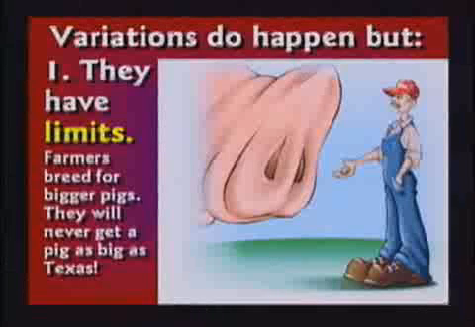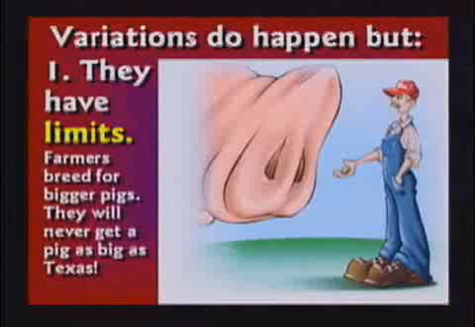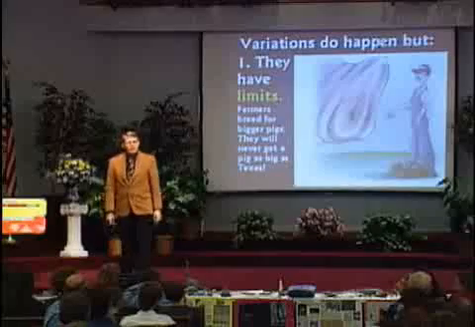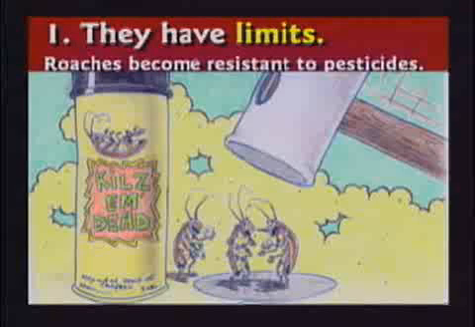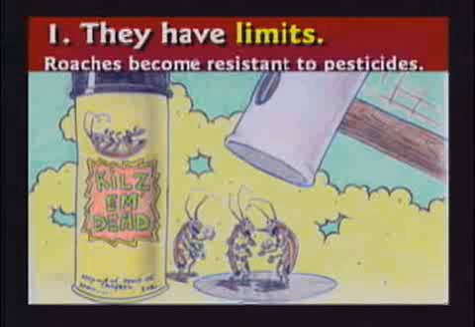Variations certainly happen, but they have limits. Haven't the farmers been trying to get bigger pigs for a long time? Do you think they'll ever get a pig as big as Texas? No, I bet there's a limit in there someplace, isn't there? I'm not sure if they reached it or not, but they're probably getting close to the limit of pig size. Roaches eventually become resistant to pesticides. That's a fact. Do you think they'll ever become resistant to a sledgehammer? No. I bet there's a limit.